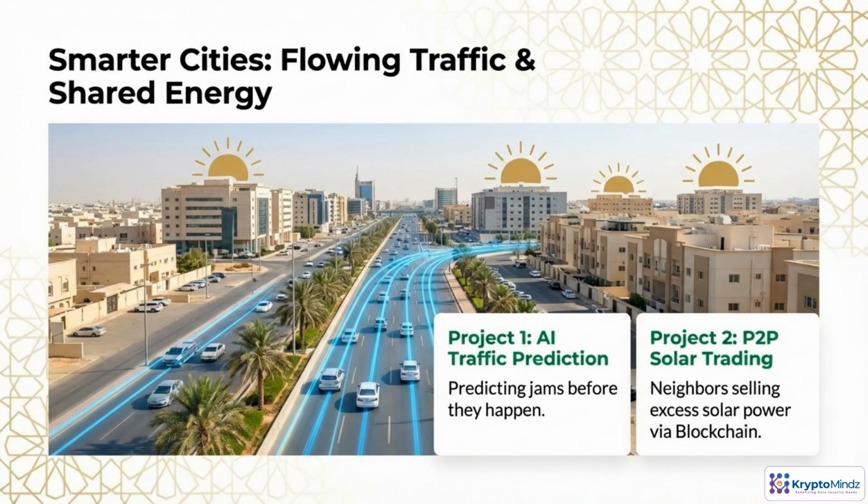You could also work with the Jazan municipality. One thesis might train deep learning models on camera and sensor data to predict congestion at specific intersections, then simulate adaptive signal plans. Another could design blockchain smart contracts that let households trade surplus rooftop solar energy, testing different pricing and settlement mechanisms.